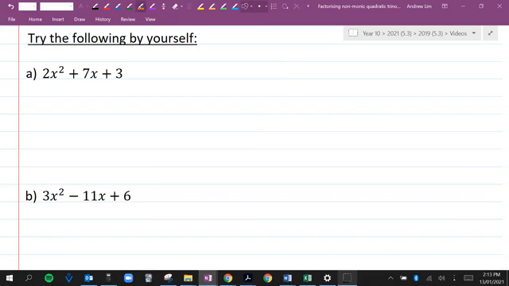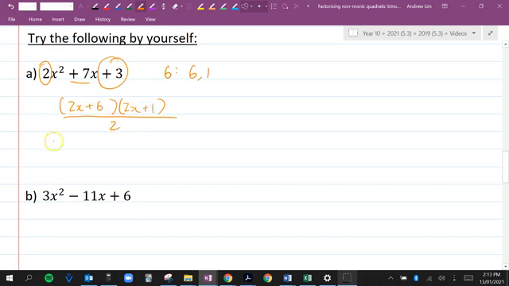Okay, so let's go through these answers. 2 times 3 is 6. And the two numbers that multiply to 6 but add to positive 7 are 6 and 1. So we've got 2x, 2x all over 2, plus 6, plus 1, factorize out a 2, twos cancel, so my final answer is x plus 3 times 2x plus 1.